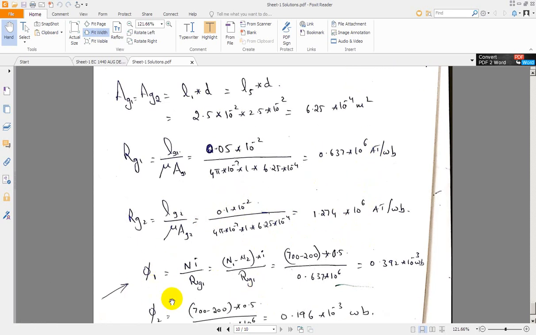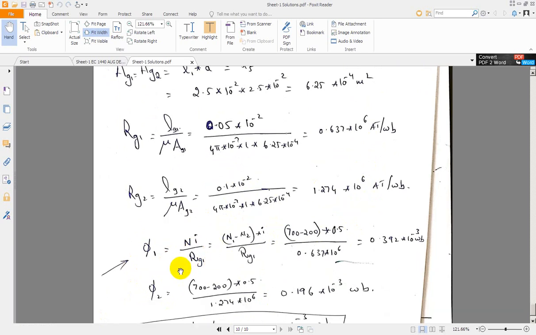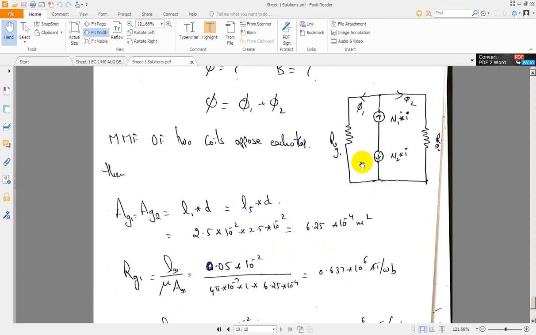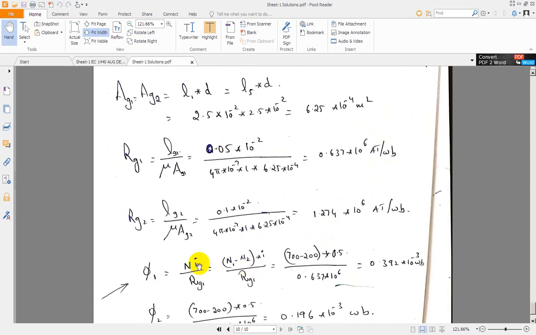So the flux in the air gap 1 will be equal to Ni by Rg1. The current flowing is this much. The total force is N1 minus N2 into I. The force is the difference, because the MMFs are opposing each other. So the MMF is N1 minus N2 into I. For the flux, force divided by Rg1.